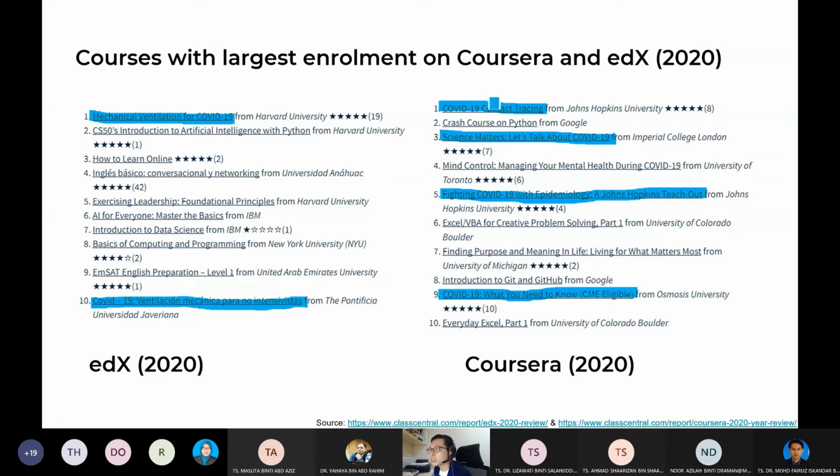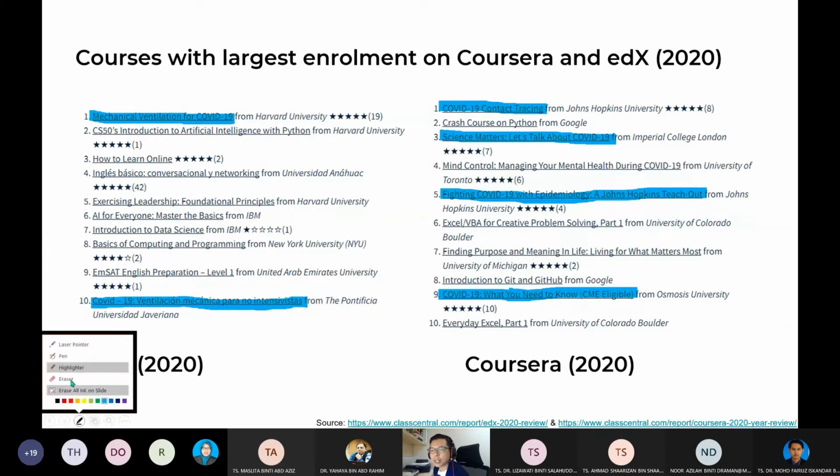Now, for example, contact tracing. I think this is for everyone, community. Okay, COVID-19, what do you need to know? This one is for community. So in 2020, we see a huge spike in courses that try to serve the community, which is something that we should think about also.